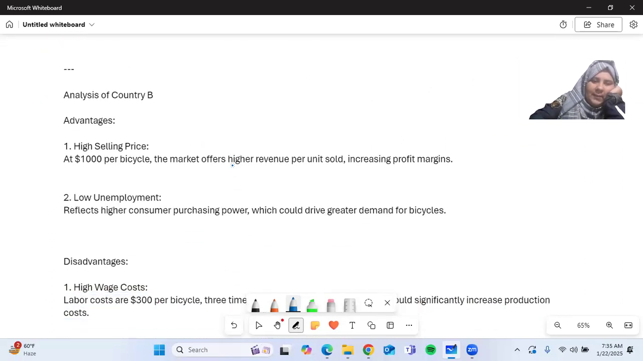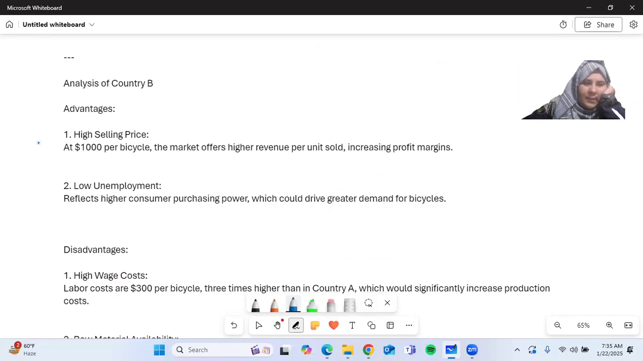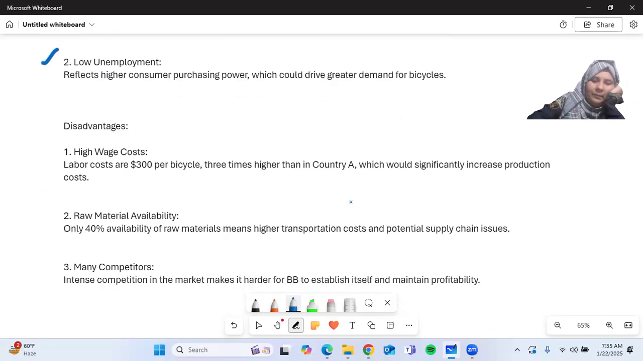Now let's analyze country B. Let's see the advantages. The first advantage is the high selling price. At $1,000 per bicycle, the market offers higher revenue per unit sold, increasing the profit margins. Number two is low unemployment, which reflects higher consumer purchasing power, which could drive greater demand for bicycles.